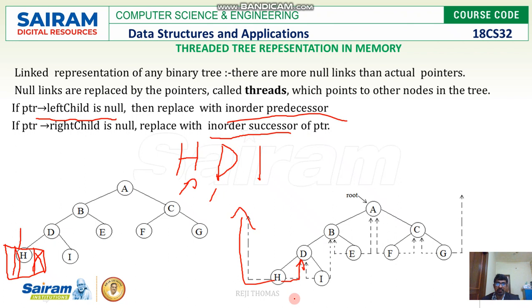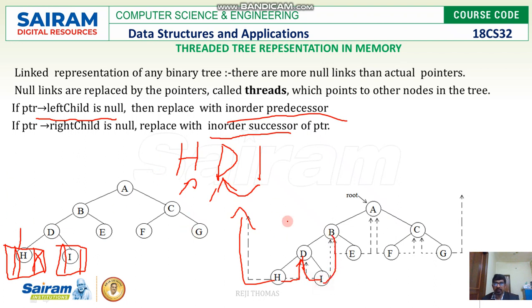Take I: left part is empty, and even right subtree is empty. So if left is empty, you should point to the in-order predecessor. So for I, the predecessor is going to be D. You should point to that. And if right child is null, again for I there is no right child. So right child is null. It should be replaced with the in-order successor. For I, the successor is B.